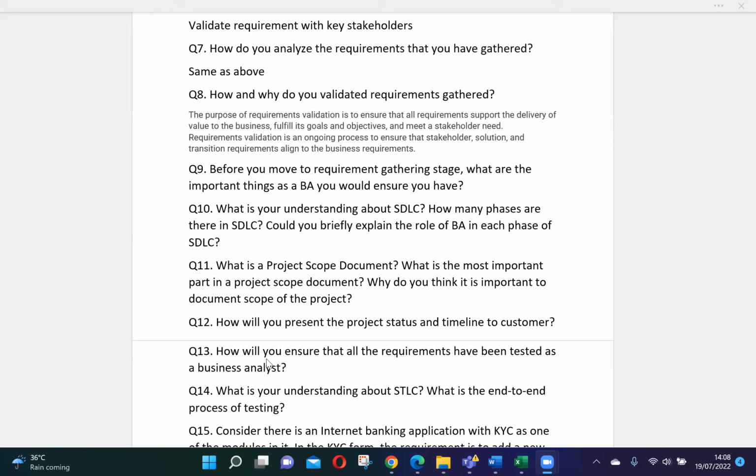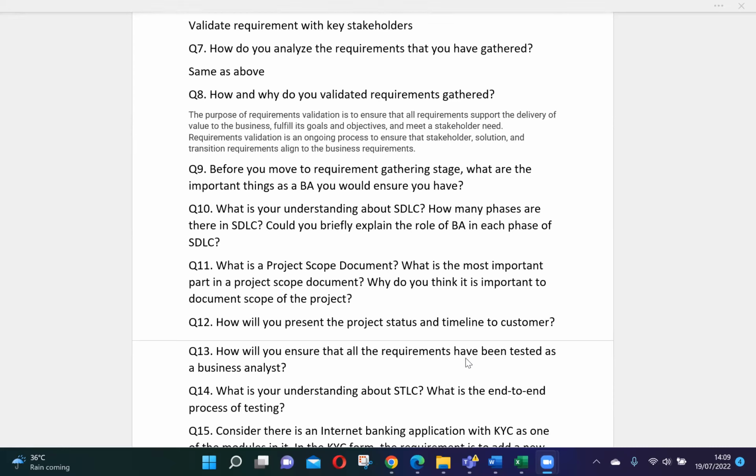All right. So how will you ensure that all the requirements have been tested as a business analyst? My answer is through the requirement traceability matrix. Yes, very good, that is the answer. But I need you to break it down. You'll create a requirement traceability matrix, a matrix where the requirements are mapped to the test cases, to ensure that each and every requirement is being tested properly or is being considered for testing.